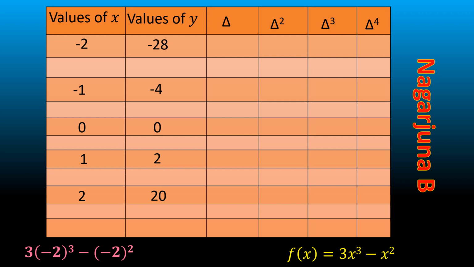These values we get when we substitute the value of x in the f of x equation. The next, first difference, that one we get by minus 4 minus of minus 28. Minus of minus 28 will be plus 28. Minus 4 plus 28 will be plus 24.